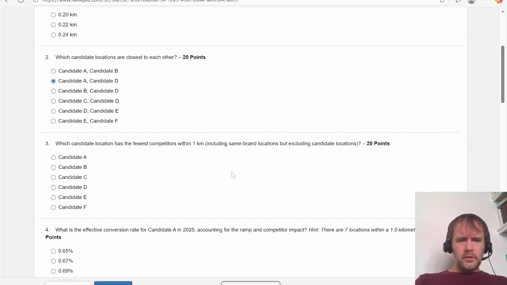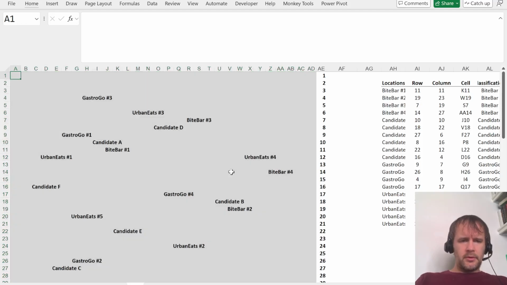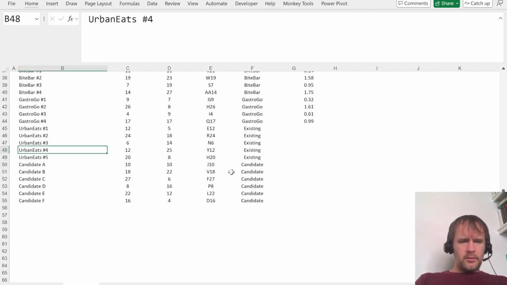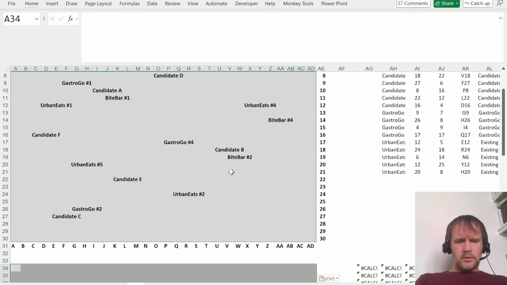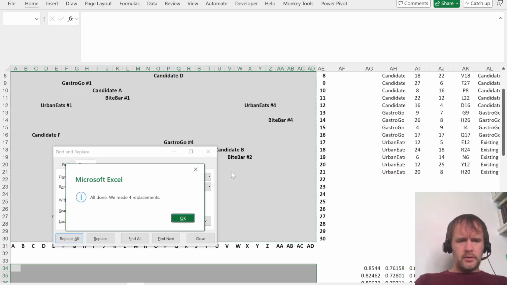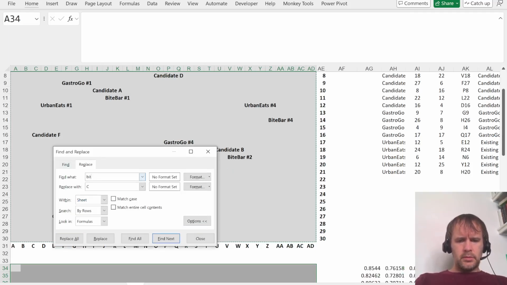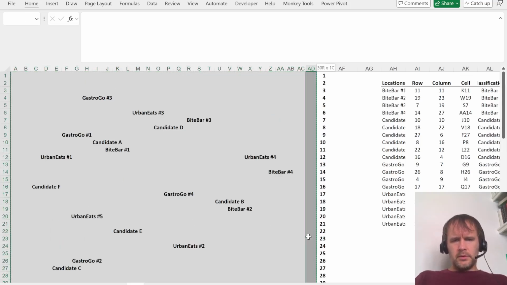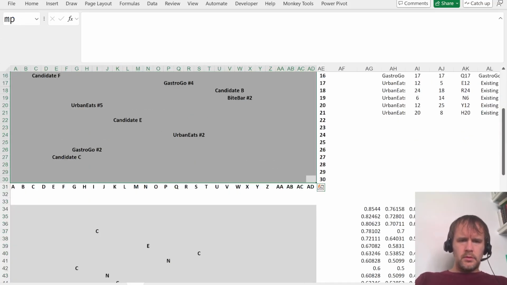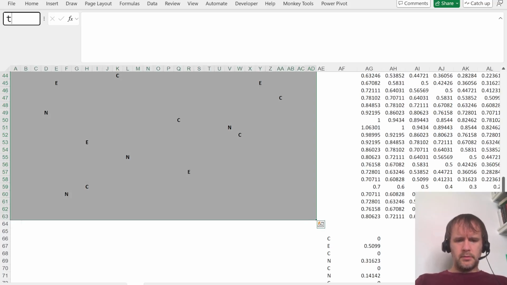Competitors, yes. Okay, so let's get the competitor map right, shall we? Who are we? We are Urban Eats. Fine. So then, Gas Star is a competitor, and Byte Star is a competitor, and Herb Star is called existing, and Can Star can be new. So we'll call this MP, and we'll call this type, I guess.